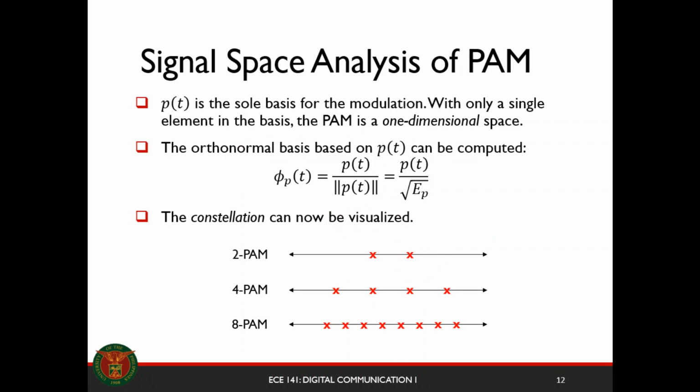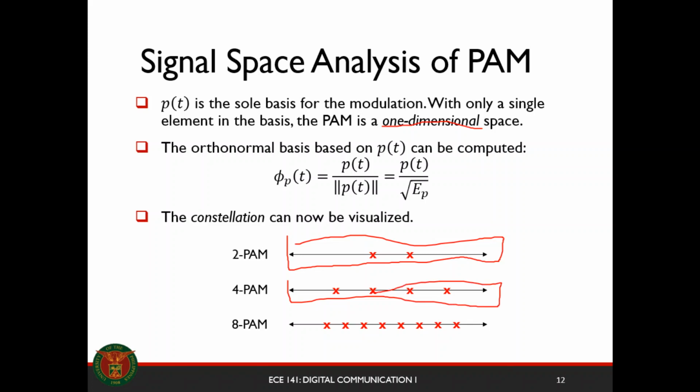So now we move on to analyzing PAM using signal space. In this case, your pulse p(t) is the sole basis for the modulation. Since it only has one basis, it is in a one-dimensional space. That's why we represent the PAM in a single line. So these are different PAMs depending on the number of symbols in that constellation.